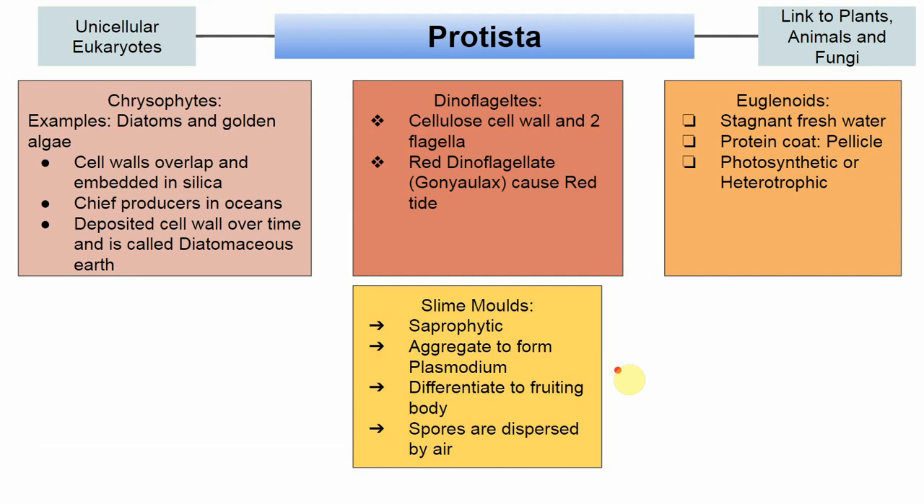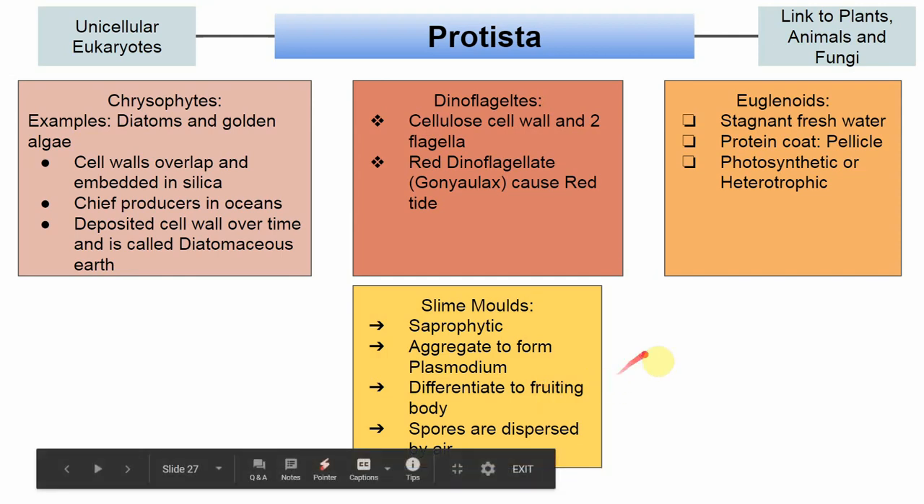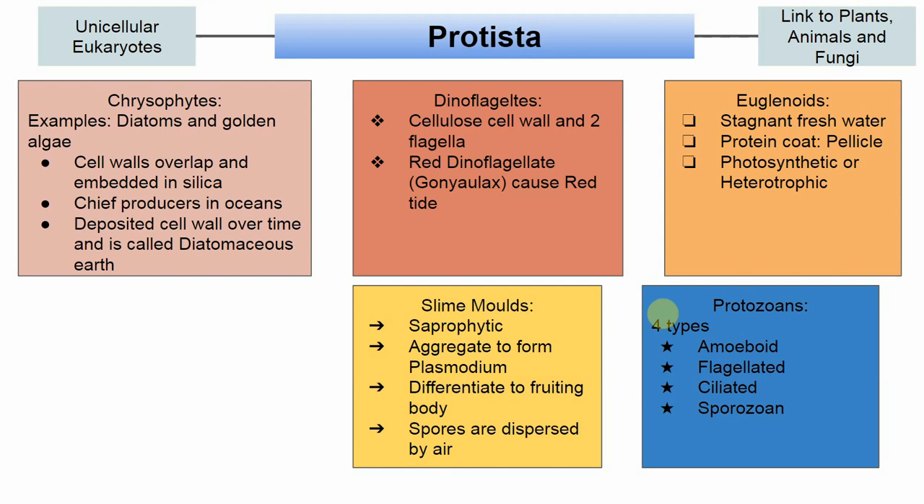The fruiting bodies mainly contain the spores, and the spores are dispersed by the air. Protozoans. There are primarily four types of protozoans, that is amoeboid, flagellated, ciliated, and sporozoans. Example for amoeboid protozoan is amoeba. It is having pseudopodia for locomotion and capturing of food.